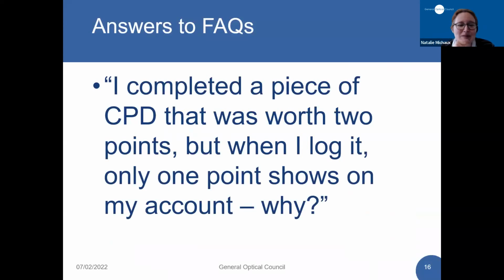The first question: I completed a piece of CPD that was worth 2 points, but when I log it, only 1 point shows on my account. Why? There could be a number of reasons for this. The most common one that we've seen so far is that people have accidentally logged points as self-directed CPD rather than provider-led. And as Joanne advised in the walkthrough, self-directed CPD of an hour or above's duration is only worth a maximum of 1 point, with the exception of peer review. So it's capped at 1 point. If you've accidentally logged a piece of provider-led CPD worth more than that as self-directed, it will show up as 1 point.